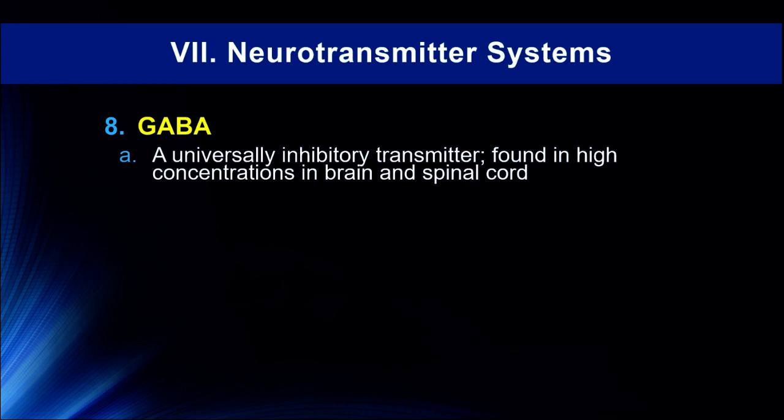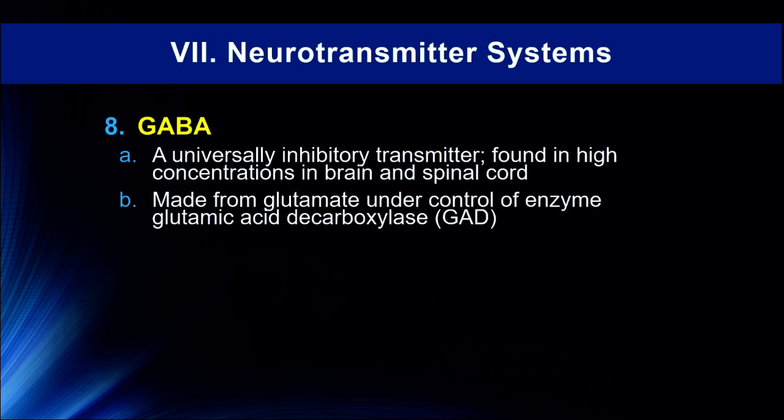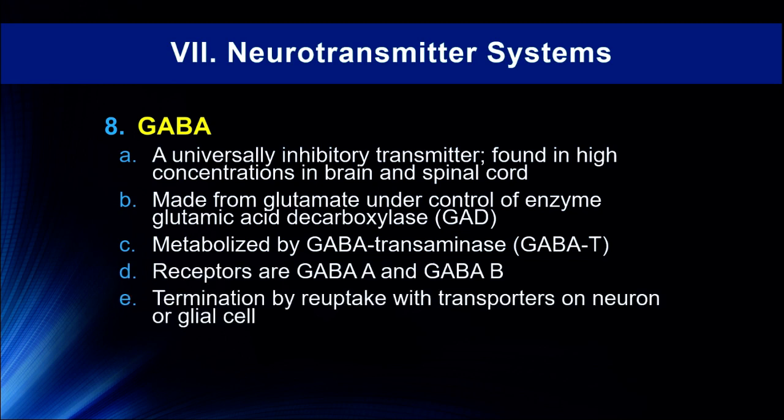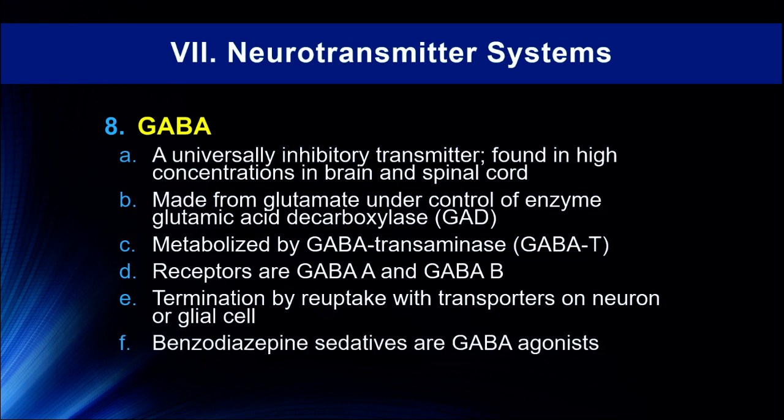GABA is a universally inhibitory transmitter. It's found in high concentrations in the brain and the spinal cord. GABA is made from glutamate under the control of the enzyme glutamic acid decarboxylase, or GAD. It's metabolized by GABA transaminase, or GABA-T. There are two receptor sites, GABA A and B. It's terminated by reuptake with transporters on the neuron itself or by a glial cell.